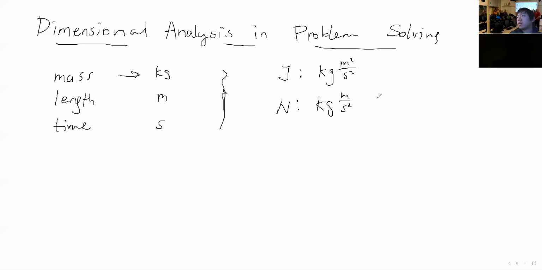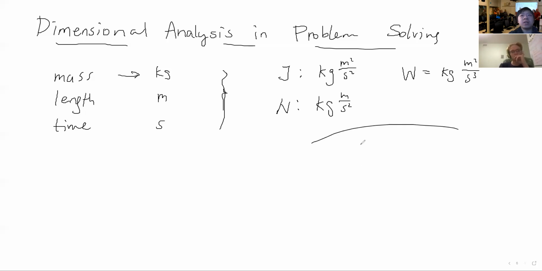What else is there? There's the watt, which I think I covered at some point. It's for power, which is work over time. So this would be kilogram meters squared over second cubed. Yeah, so we have these, but this isn't really the most important part.